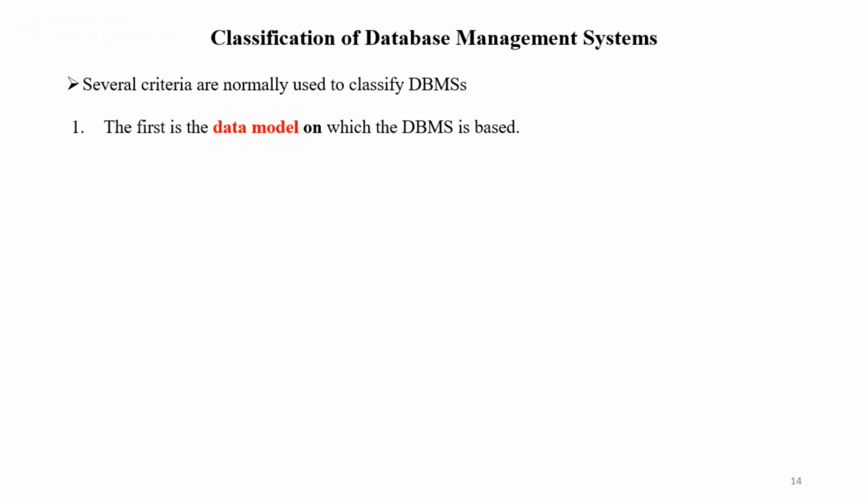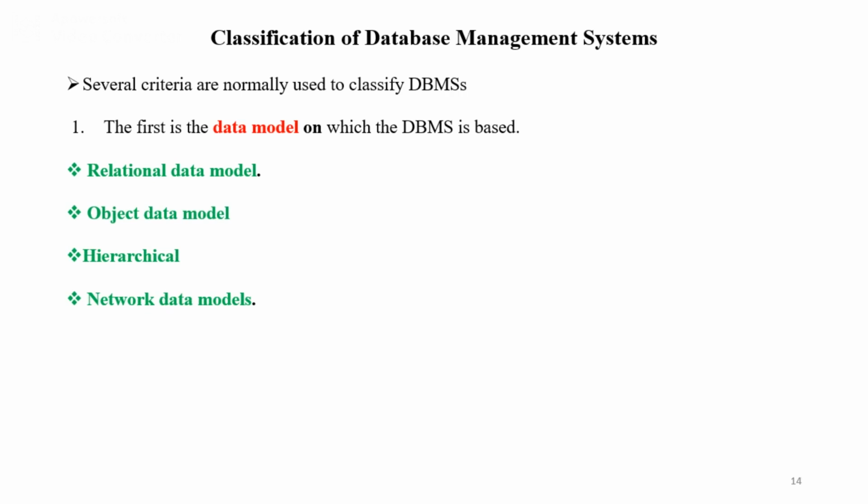The first criteria is the data model on which the DBMS is based. Under this data model, we have the relational data model, which is used in many commercial applications and systems. Then the object data model, the hierarchical data model and the network data model. These are all the data models that come under the first criteria, where we have classified our database based on these models.